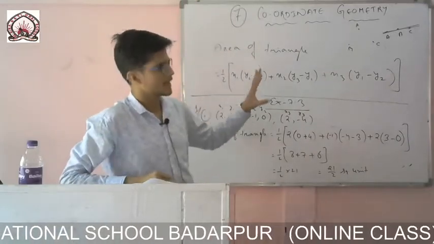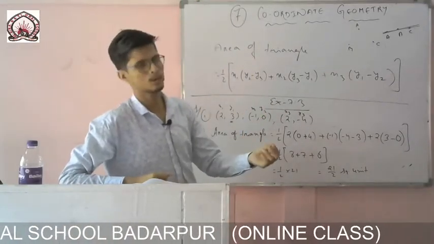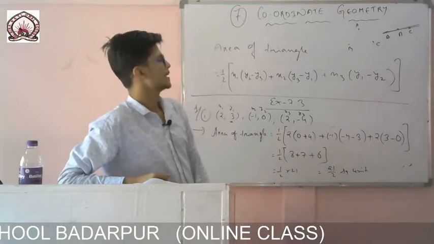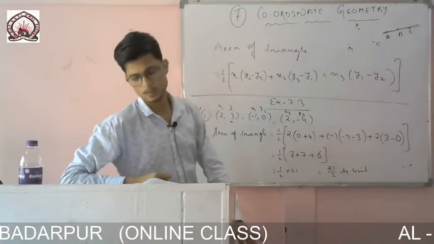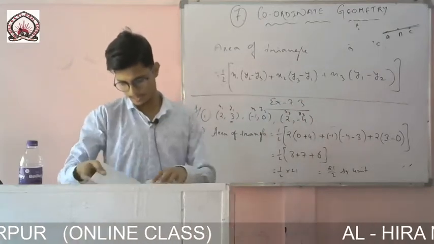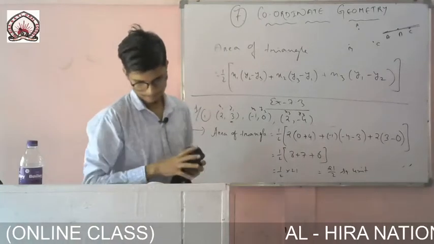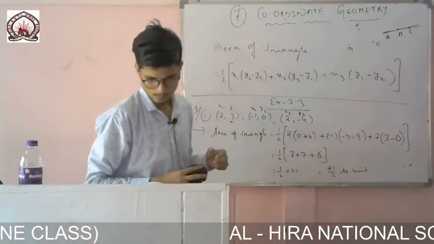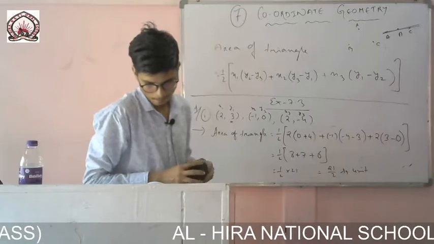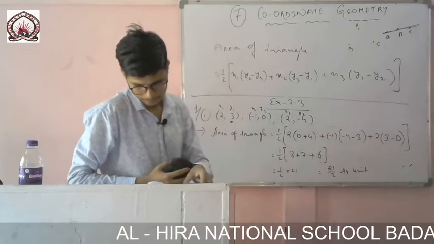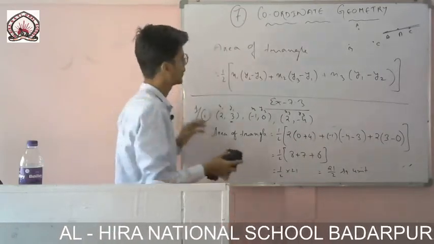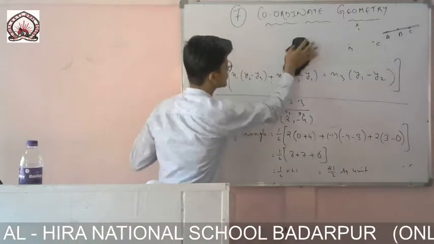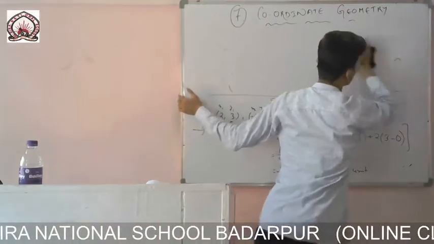Okay, so if it is given like this, that the points are collinear, then I can write that the area of the triangle will be equal to 0. Area of the triangle will be equal to 0. Okay, so now let me erase this one. We will solve the question.